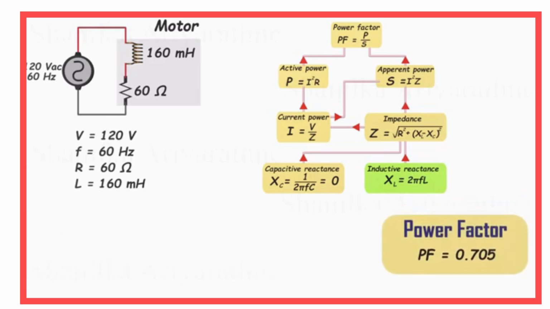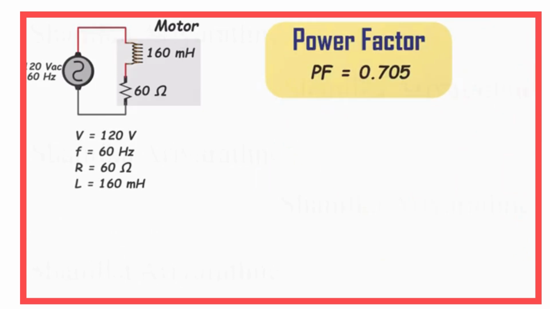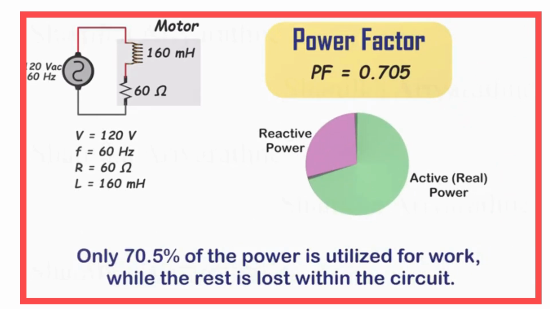It seems the power factor of this system is 0.705, which is less than 1. That means only 70.5% of the power is utilized for work, while the rest is lost within the circuit. This indicates inefficiency. To improve this, we can connect a capacitor to increase the power factor. Let's see how it's done.